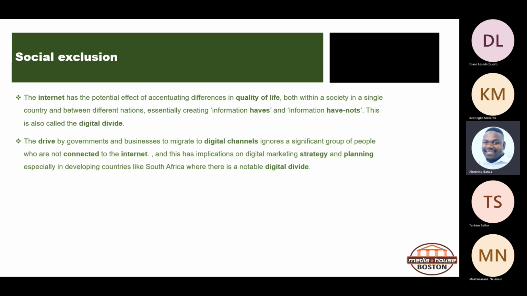So, social exclusion. I asked you guys about social exclusion and everyone was quiet. The internet has the potential effect of accentuating differences in quality of life, both within a society in a single country and between different nations, essentially creating information haves and information have-nots. This is called the digital divide. So actually, the social status, the social position of anyone in a community can be determined by how much they access information on social media and how much they participate in digital communities compared to others.